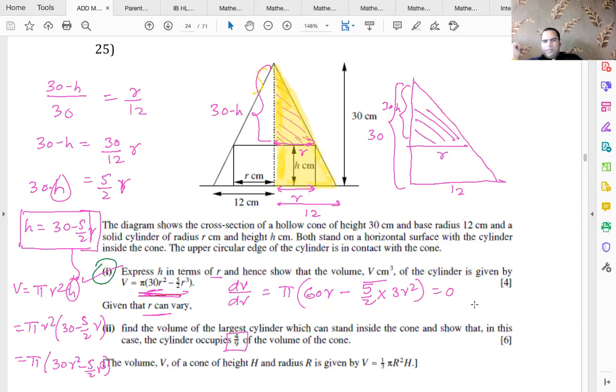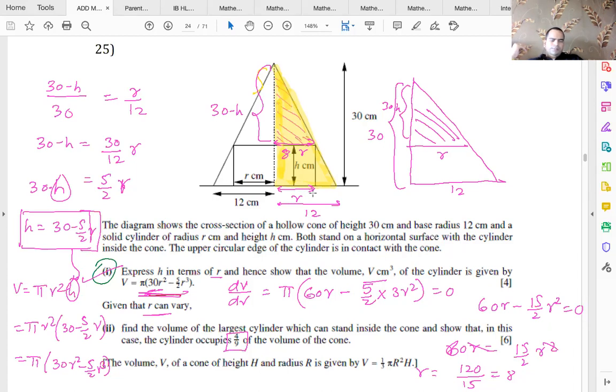So pi is a constant, divide the other side, anyway it becomes 0. So the rest of what we get is 60r equals 15 over 2 r square equals 0. So if I take 60r equals 15 over 2 r square, r and r you can strike out, so you get r will be 120 over 15. So 120 over 15 is basically 8. So 15 8s are 120. So the radius you get is 8. So this r value that you got is actually 8 now.